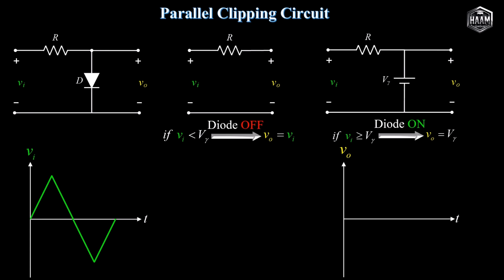Therefore, as long as V sub I is below V sub gamma, V out follows V sub I. Once V sub I surpasses V sub gamma, the output voltage is clipped at V sub gamma, resuming tracking when V sub I drops back below V sub gamma.